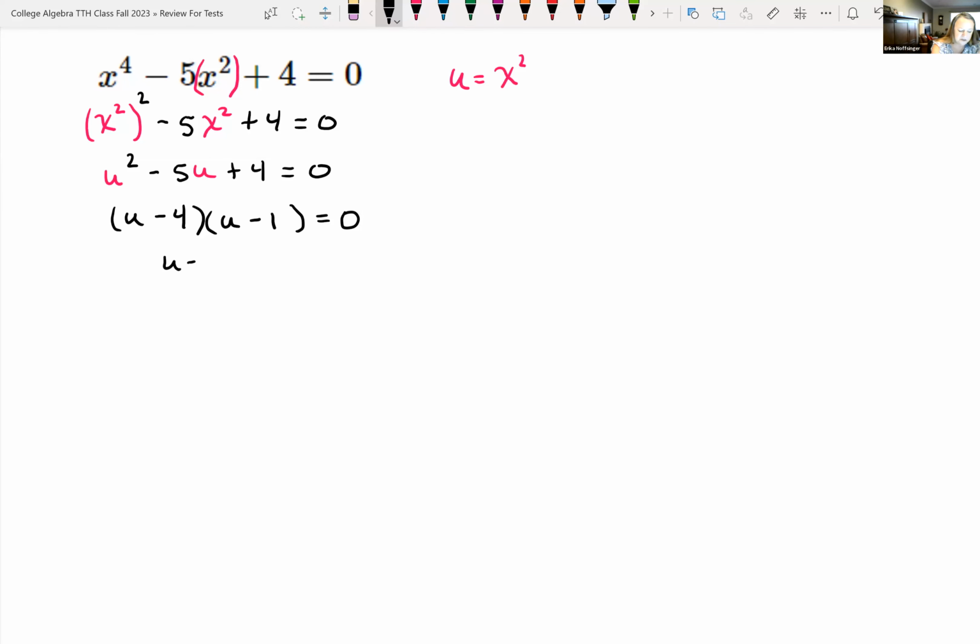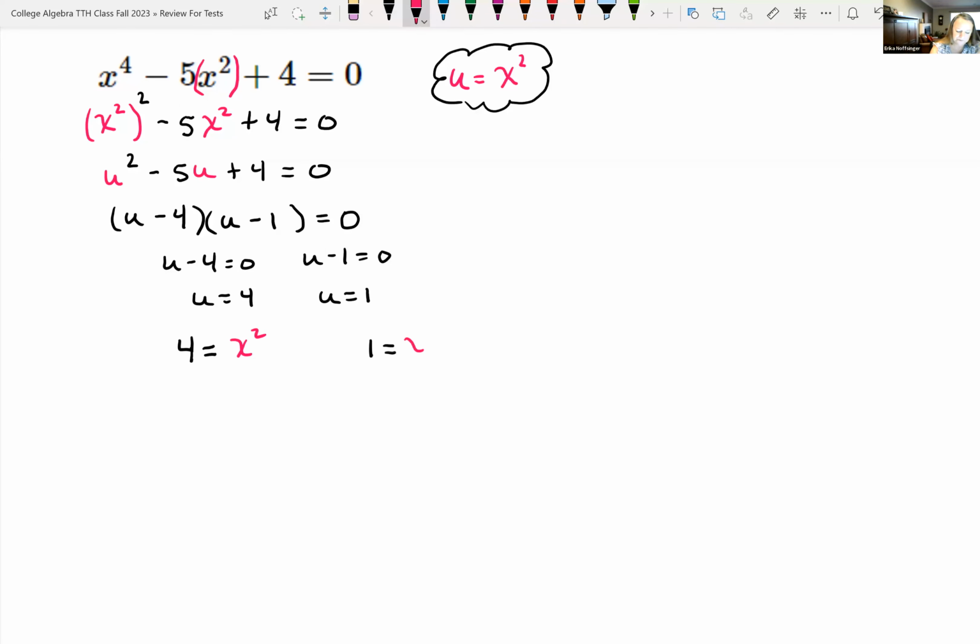So we're looking at when is u minus 4 equal to 0, and when is u minus 1 equal to 0. Adding 4 to both sides, we get u is 4. And then adding 1 on both sides for the other equation, we get u is 1. But we want x, not u. And so we're going to go back and substitute in what u is. So we have 4 is equal to x squared. And we have 1 is equal to x squared.